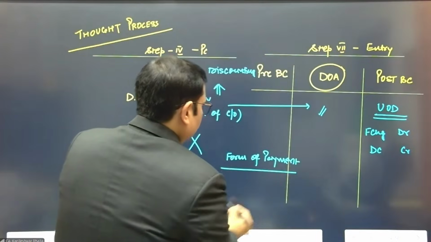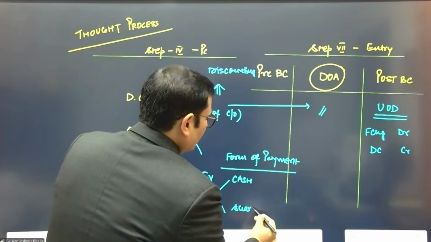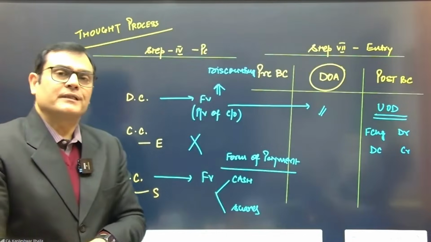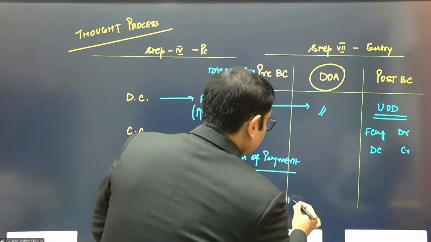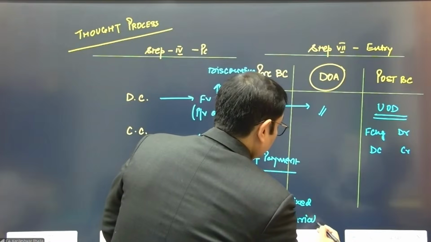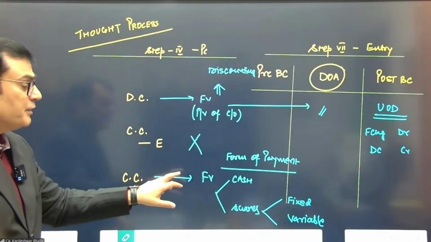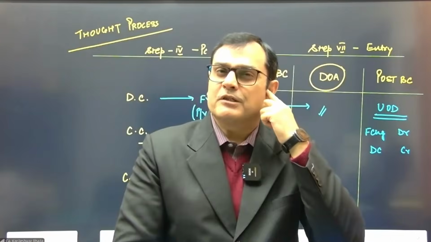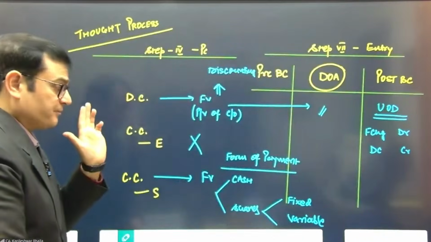The form of payment can be either it is given in the form of cash or it is given in the form of shares. And if it is given in the form of shares, it can be either a fixed number of shares or it can be a variable number of shares. Now you know where my thought is going. So when you say it is a contingent consideration, the payment is either in cash or the payment is given in terms of shares, and that is either fixed shares or a variable number of shares.